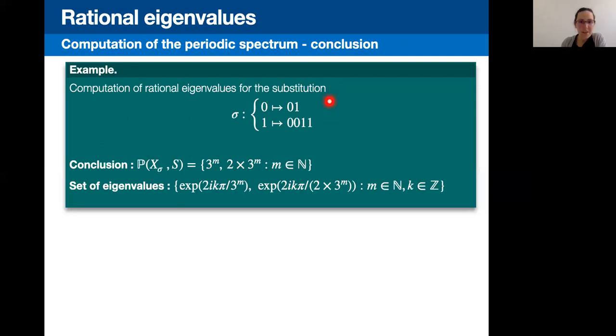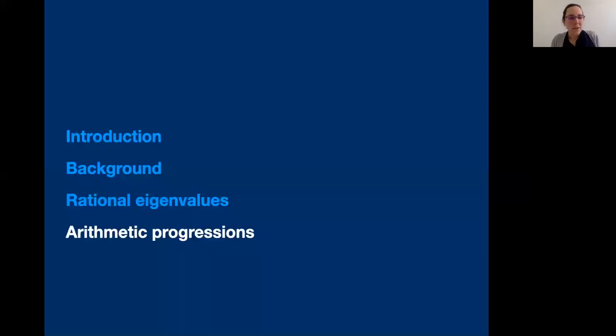Often we have a substitution defined on a very large alphabet, so the computations are a little bit longer in this case. Okay, so we know how to compute the rational eigenvalues associated to our substitutive dynamical system. And we will now focus on the question of this talk, that is to check if a substitutive sequence has some constant arithmetic progression.